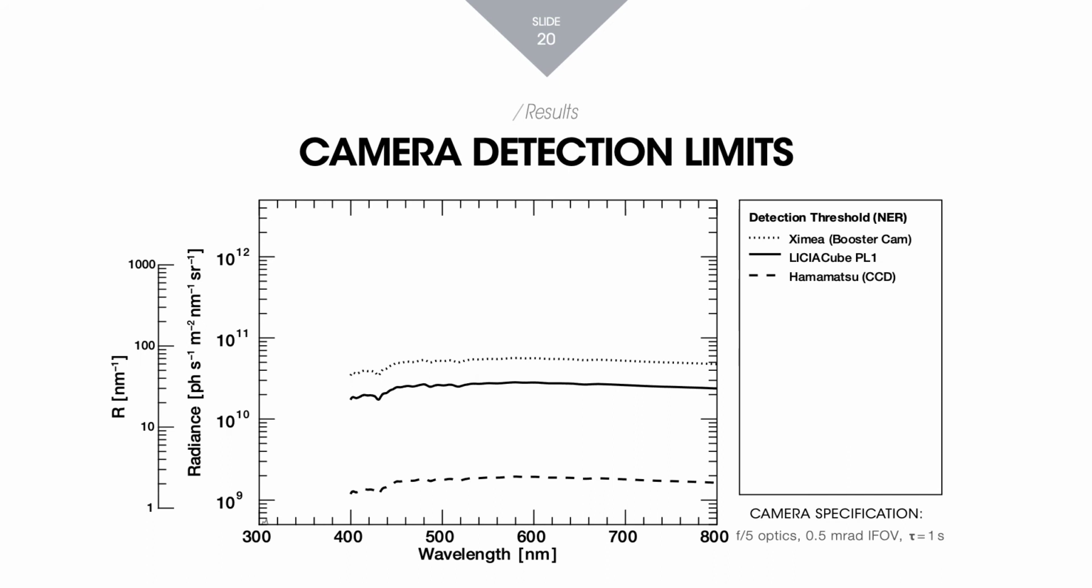We compared the detection limits of several notional cameras using commercial off-the-shelf imaging sensors constructed with wide-field optics, specifications shown on the slide. We used the Shimea sensor used in booster cameras, the Lycia Cube PL1, which is used in the small-sat companion spacecraft on the NASA DART mission to image the impact with the asteroid Dimorphos, and a low-noise but uncooled Hamamatsu CCD sensor with otherwise similar optical parameters to assess the margin of improvement using this device.